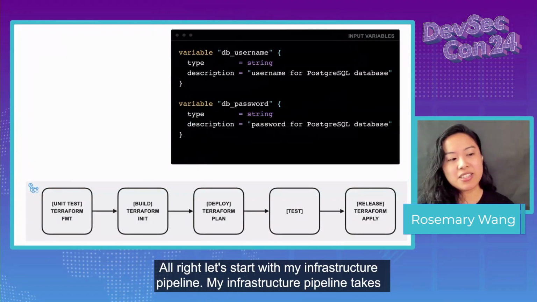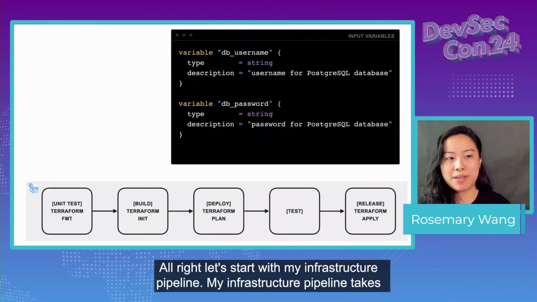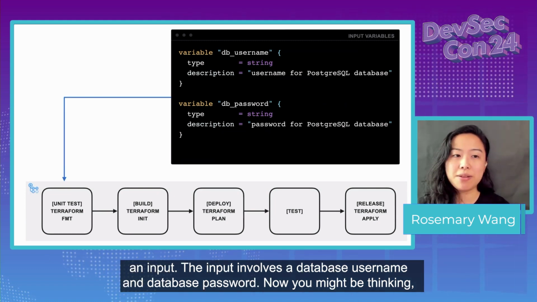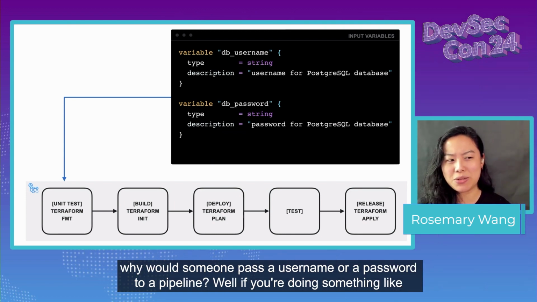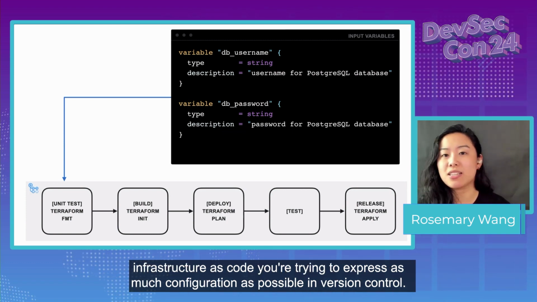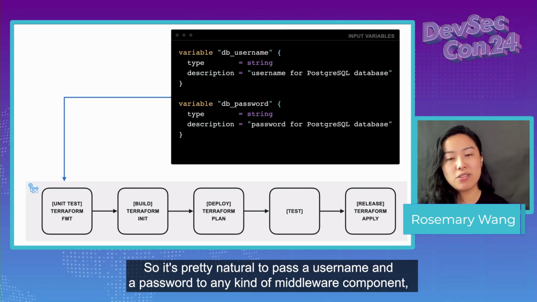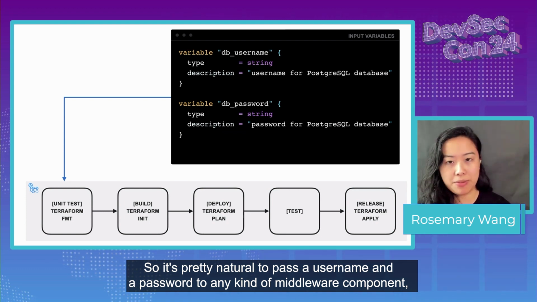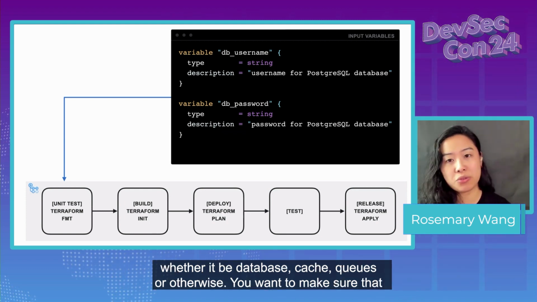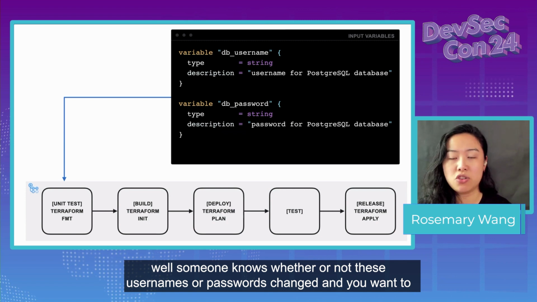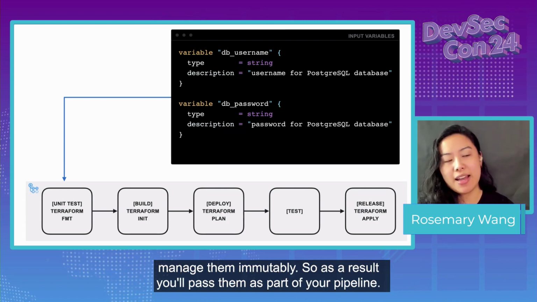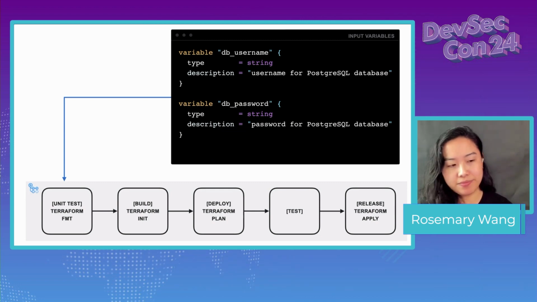All right, let's start with my infrastructure pipeline. My infrastructure pipeline takes an input. The input involves a database username and database password. Now you might be thinking, why would someone pass a username or a password to a pipeline? Well, if you're doing something like infrastructure as code, you're trying to express as much configuration as possible in version control. So it's pretty natural to pass a username and a password to any kind of middleware component, whether it be database, cache, queues, or otherwise. You want to make sure that someone knows whether or not these usernames or passwords changed, and you want to manage them immutably. So as a result, you'll pass them as part of your pipeline.